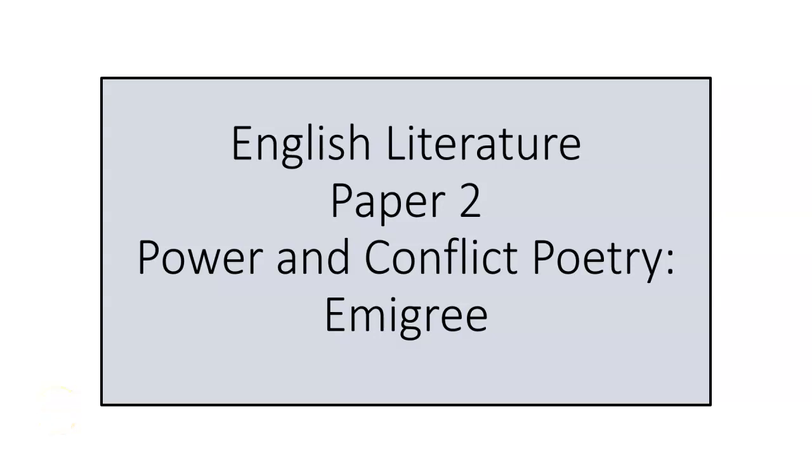Welcome to this video on Paper 2 English Literature, Power and Conflict Poetry, and in this one we're going to be looking at The Emigree. As with all the other videos, you need a copy of the poem and you'll need a pen and a highlighter.